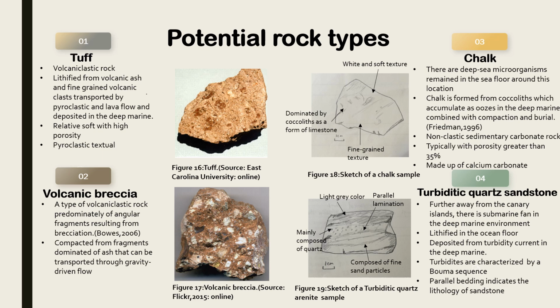Chalk is formed when deep-sea microorganisms remain on the seafloor around this location, and it is formed from coccoliths, which accumulate as oozes in deep marine, combined with compaction and burial, and it is also a non-clastic sedimentary carbonate rock made up of calcium carbonate. Turbiditic quartz sandstone is formed on the ocean floor, from sediments deposited from the turbidity currents in deep marine. Turbidites are characterized by a Bouma sequence, and in this rock it has parallel bedding, which indicates the lithology of sandstone.